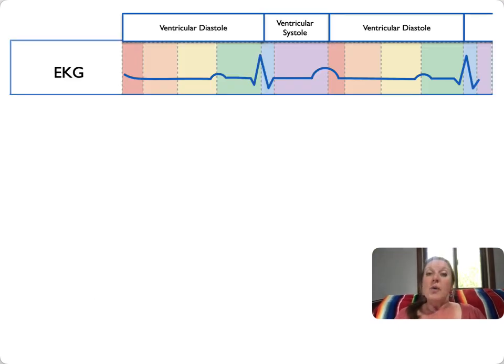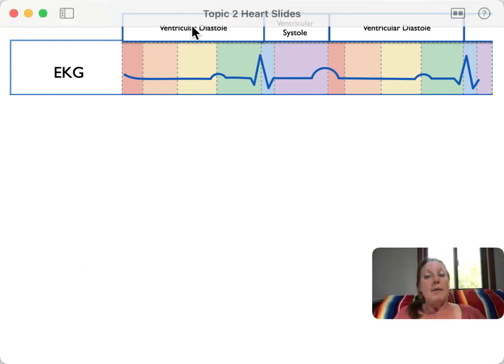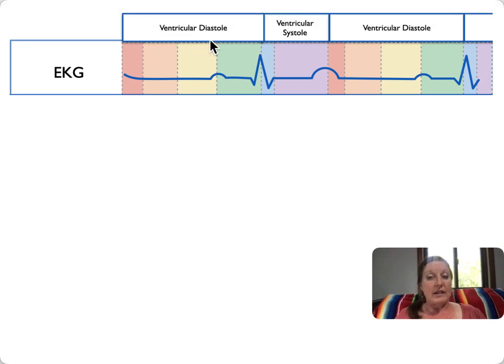Okay, so to understand all the events that are going on in the cardiac cycle and to line them up so we understand when they are happening, we're going to look at a number of different graphs. At the very top here, you can see that I've labeled when the ventricle is contracting and when it's relaxing. So this is ventricular diastole, the ventricles are relaxing. This is ventricular systole, the ventricles are contracting.